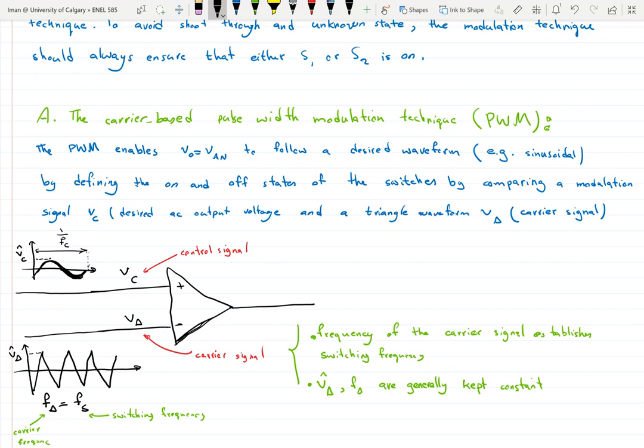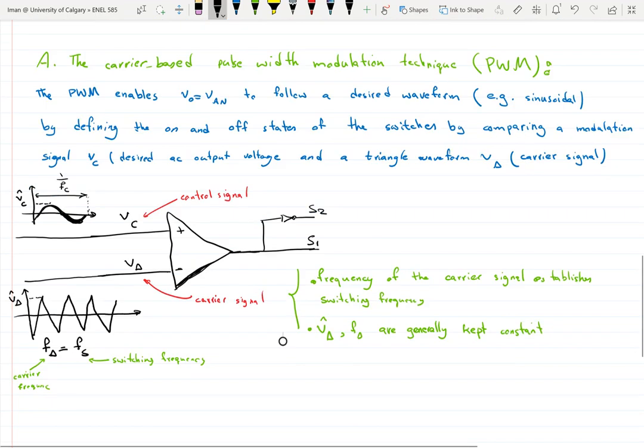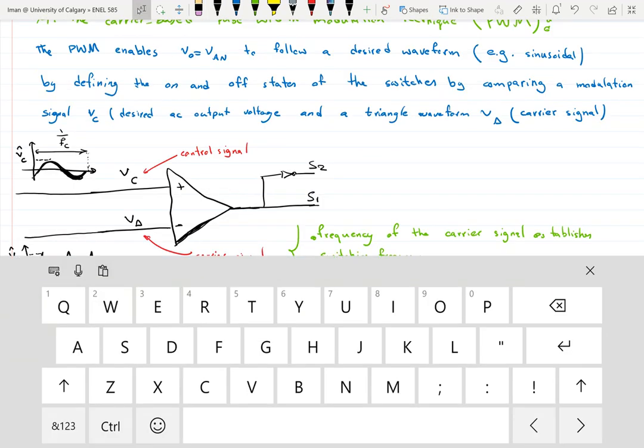So now where does this go to? This goes to my S1. So when this V control is greater than V delta, or the triangle waveform, S1 turns on. And when V control is less than V delta, this is not, S2 turns on. Okay, so this is how the carrier-based PWM modulation scheme works.